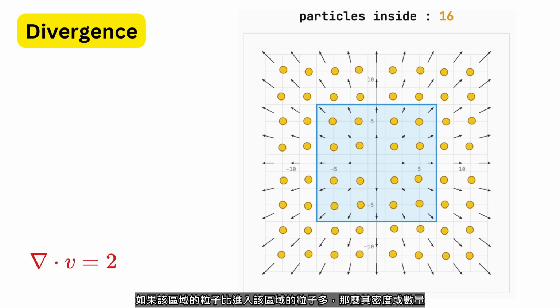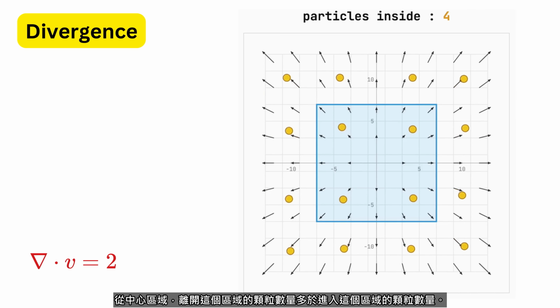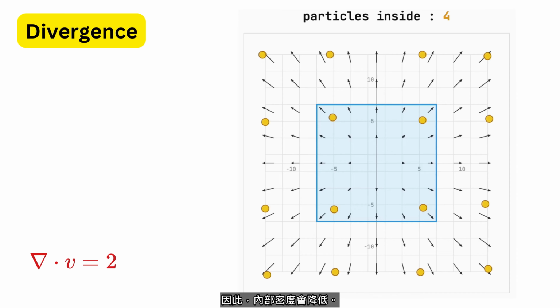If more particles leave the region than enter it, the density, or the number of fluid particles packed inside this square region, decreases. In this case, because the vectors point outward and get longer as they move away from the center, more particles leave the region than enter it, and thus the density inside decreases. This means the field is spreading out there, and the divergence is positive.